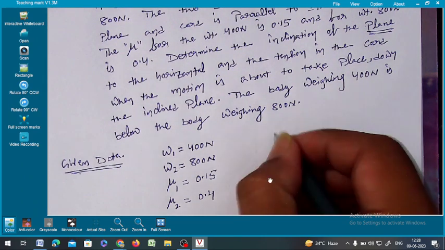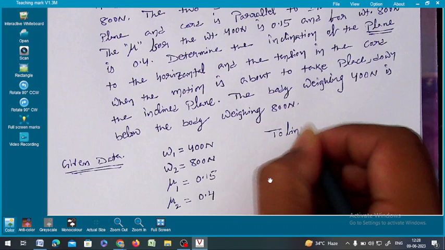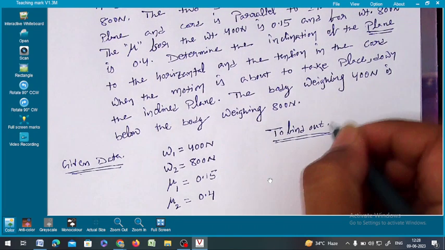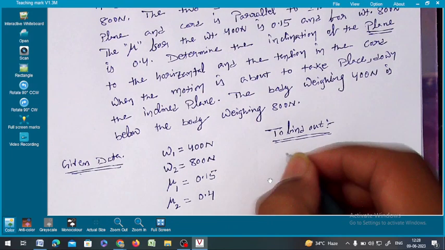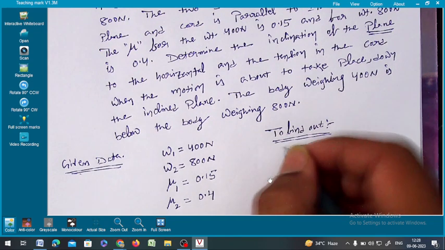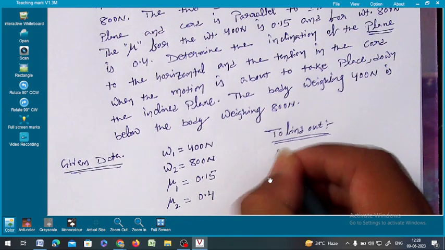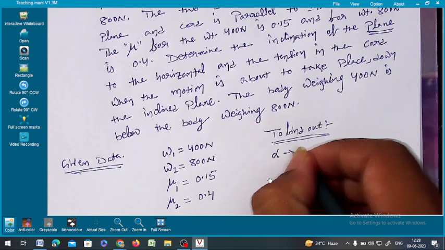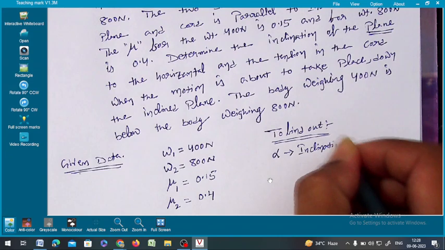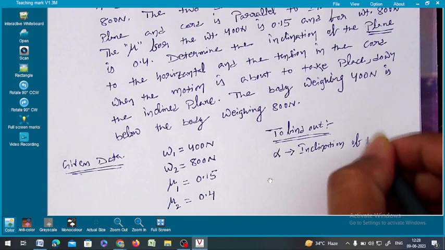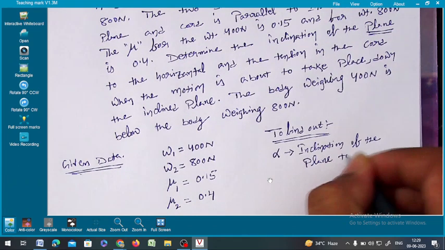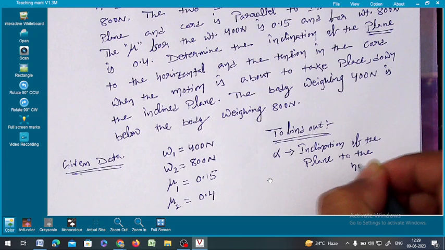So, determine the inclination of the plane. What you have to find out is the angle made by the inclined plane with the horizontal. So, what do you want to take, alpha or theta? You can take anything. You will take alpha. So what is alpha? Inclination of the plane, plane means inclined plane, to the horizontal.